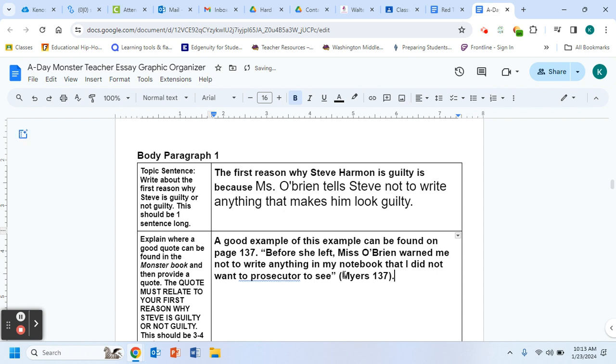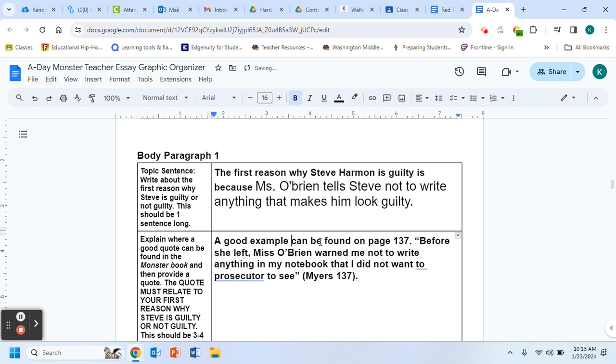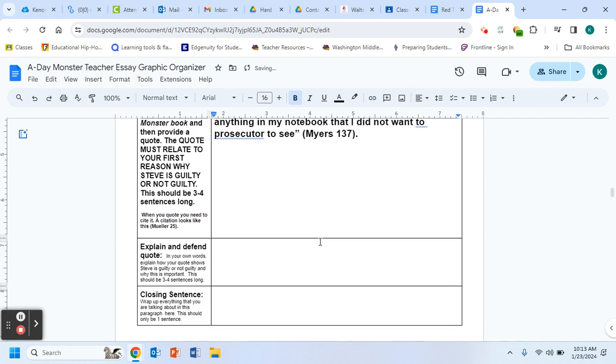You need to write a good example of this. A good example. I even messed up myself. Look at that. I made a mistake. A good example can be found on page 137. Blah blah blah blah blah. Myers. So then after that, I need to explain why this shows Steve is guilty.